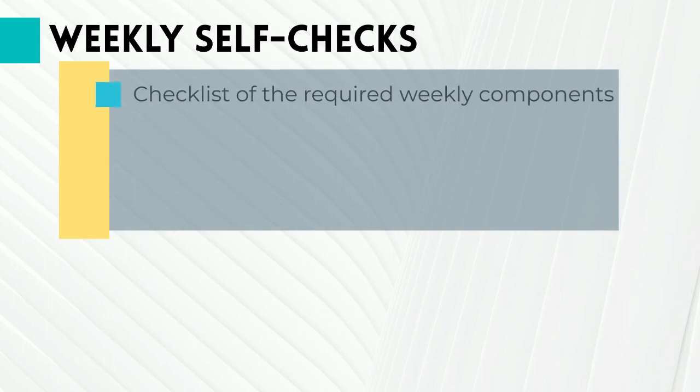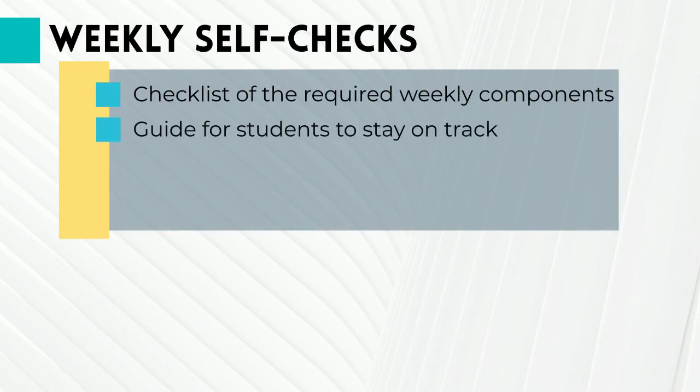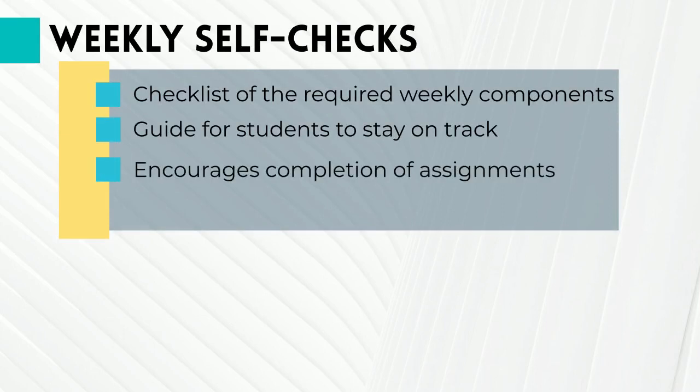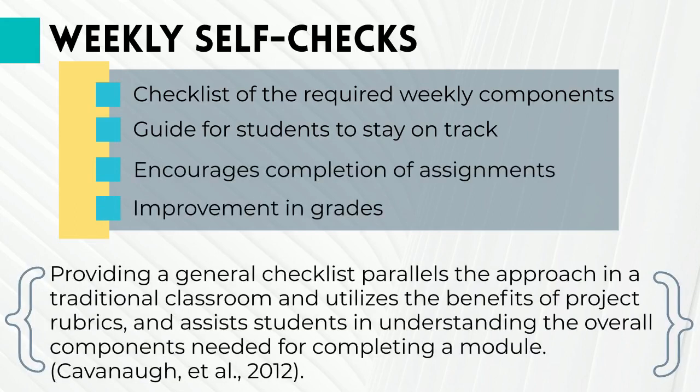Weekly self-checks. At the end of each module, students complete a self-check. This provides students with a checklist of the required weekly components. This acts as a guide to keep students on track. It encourages the timely completion of assignments, which will lead to improved grades and course completion. Using a checklist similar to those found on a rubric assists students in understanding the needed components to successfully complete the module and helps prevent missing assignments, resulting in improved grades.